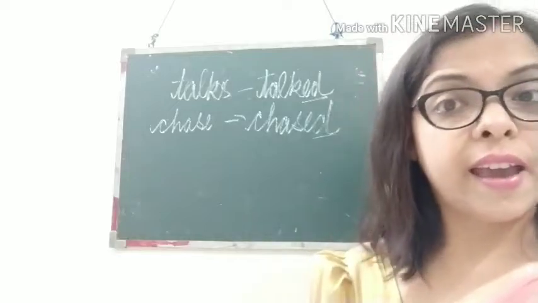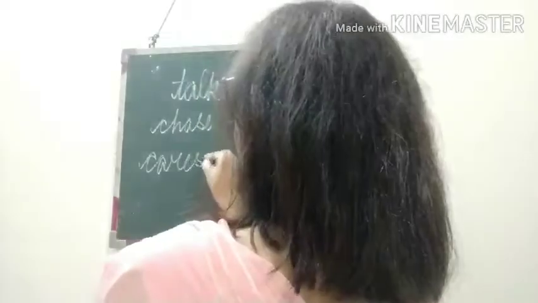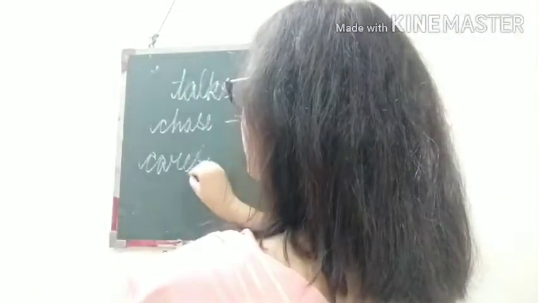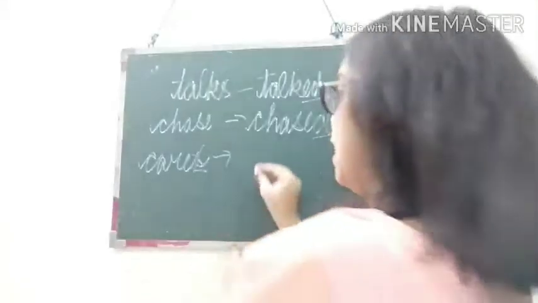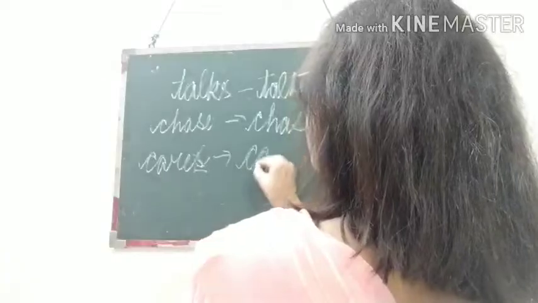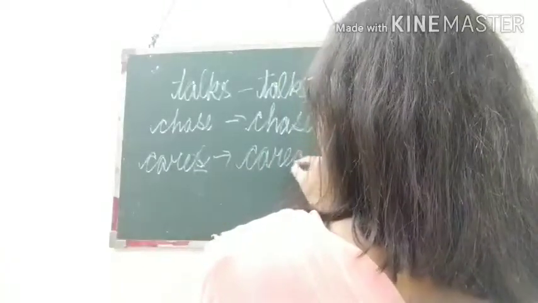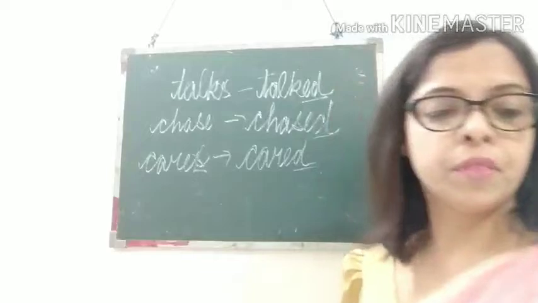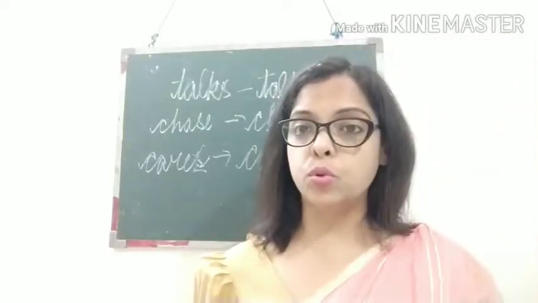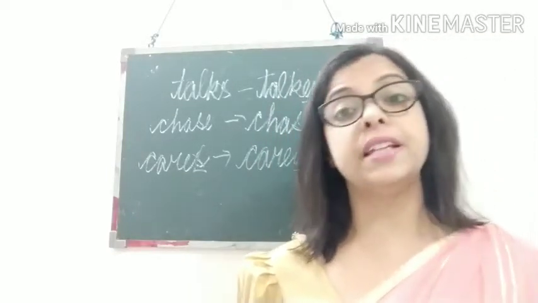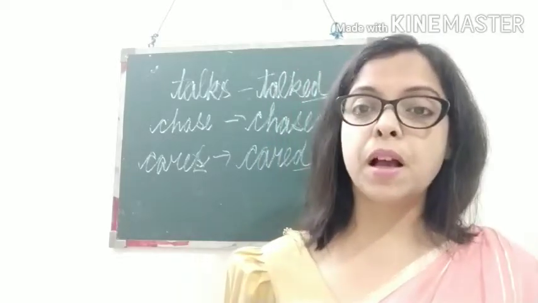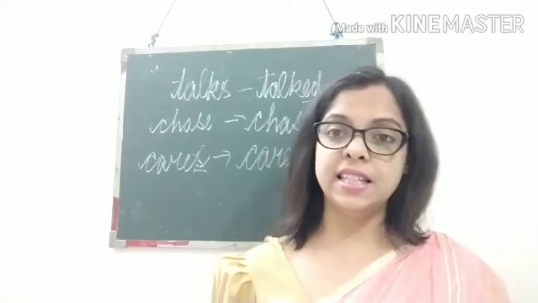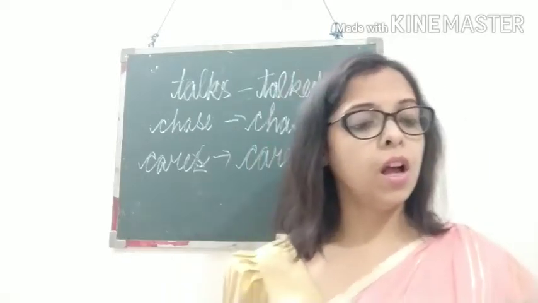Next is cares. Here also the same thing, C-A-R-E-S. Now here we will remove this S, and the word is ending with E. So we simply add D to it, and it becomes past tense. C-A-R-E-D. Okay? Rows becomes rowed, R-O-W-E-D, rowed. Tastes becomes tasted, T-A-S-T-E-D, tasted. Stays becomes stayed, S-T-A-Y-E-D, stayed. Okay? Now next one.